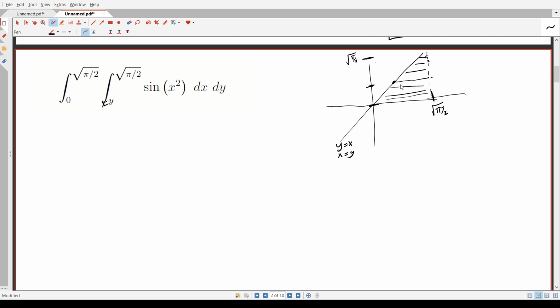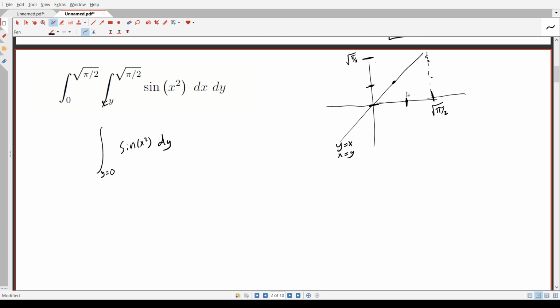So now that I have this region sketched, I want to switch the order. Let's erase these lines. I'm still interested in that same region, but now instead of fixing a value of y, I'm going to fix a value of x. So now I ask, what is the minimum value of y? I'm integrating first with respect to y of the same function. The minimum value of this region is going to be 0.